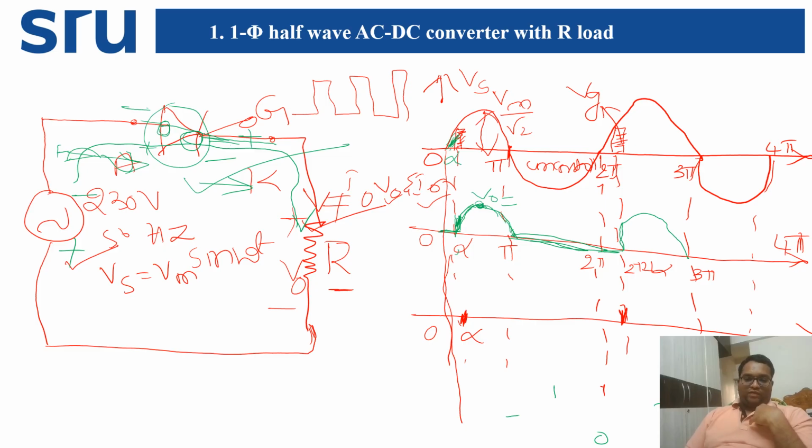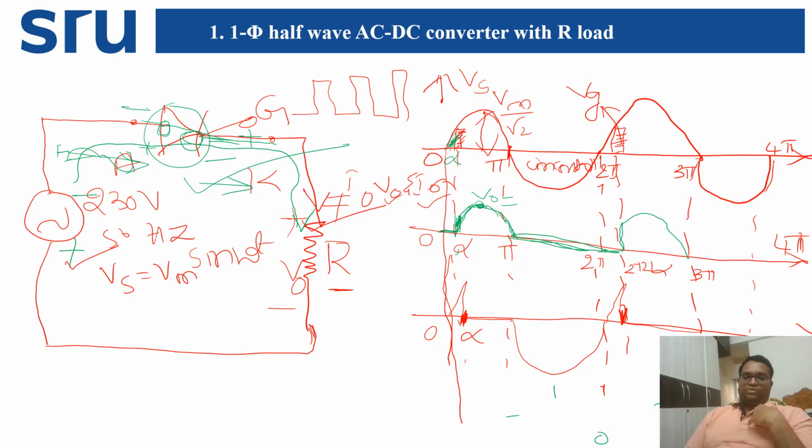From 0 to alpha, whatever the source voltage is there, similar voltage will appear like this. After that, from alpha to pi, there is no voltage. Then from pi to 2 pi, the voltage will come as it is, because the anode to cathode voltage is open circuited, so the source voltage will be the anode voltage. Then from 2 pi to 2 pi plus alpha, the thyristor is still in off condition, and the waveform will come like this.